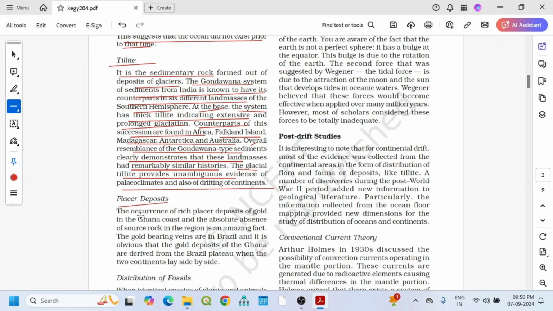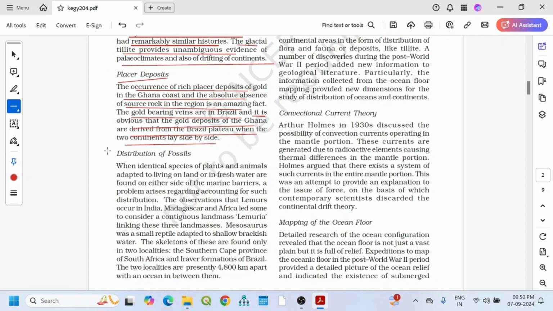Placer deposits. The occurrence of rich placer deposits of gold in the Ghana coast and the absolute absence of source rock in the region is an amazing fact. The gold-bearing veins are in Brazil, and it is obvious that the gold deposits in Ghana are derived from the Brazil plateau when the two continents lay side by side.